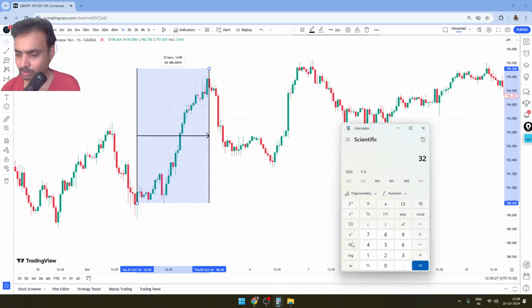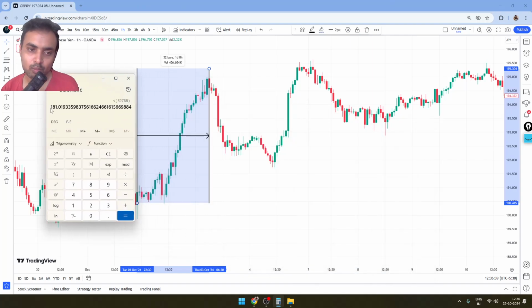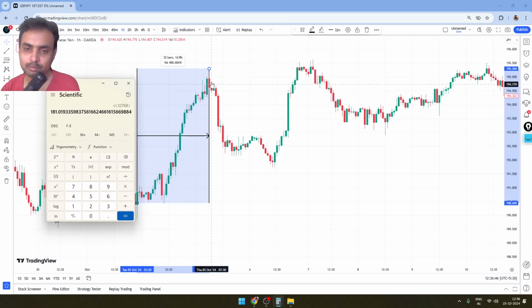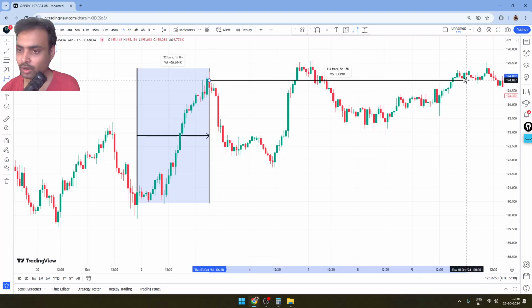32 to the power of 3, I get 32,768. Now I want to take a square root value. So I'm taking the square root of this, and you can see it's a 181 candle. 181 hours from the present candle. So let's go 181.